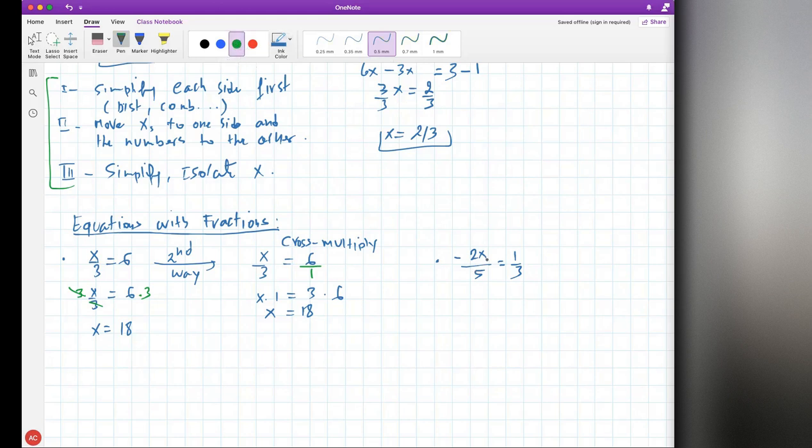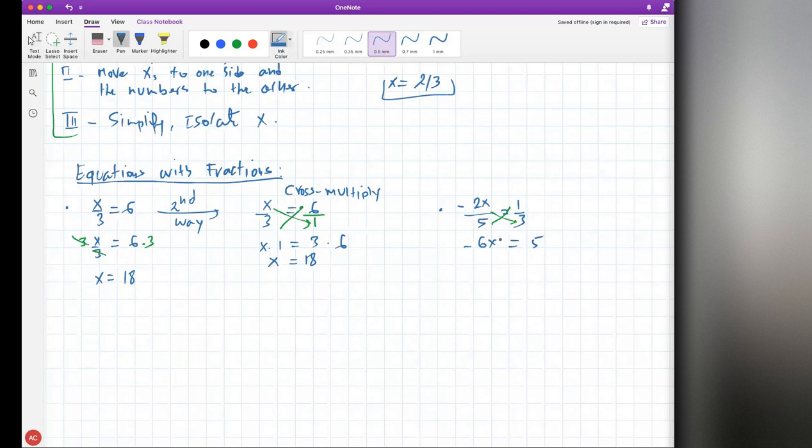So multiply this way, and also multiply the other way, just like we did here. So basically we'll multiply these two and these two. We call it cross multiply. So -2x times 3, that's -6x. 5 times 1, that's 5. As you can see, once you cross multiply, the equation becomes simpler, like we saw previously, and we just need one more step here and we solve it.